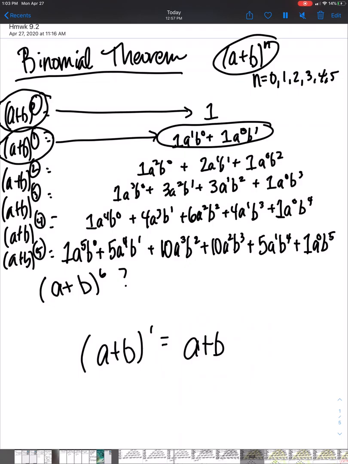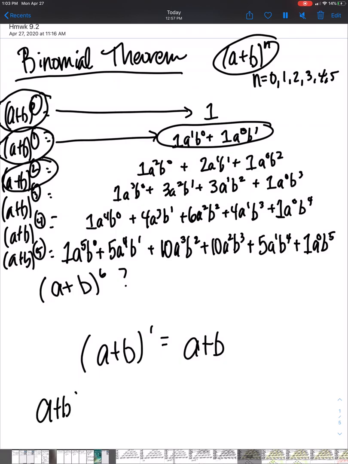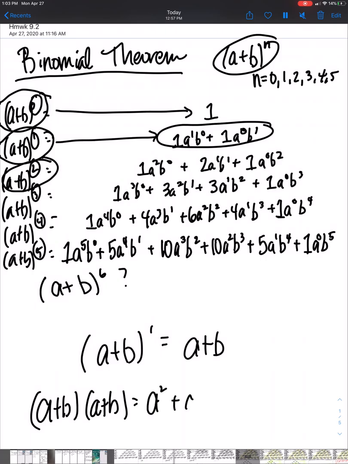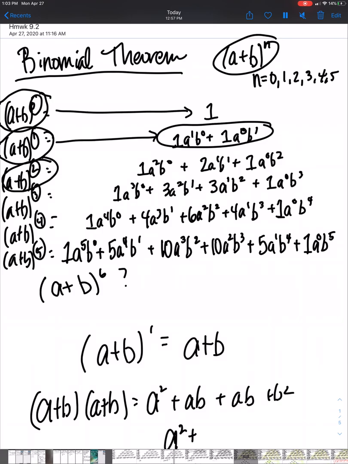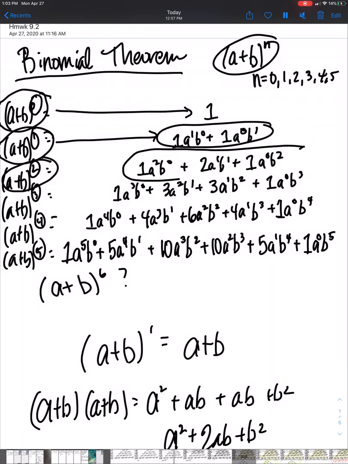It's just a more formal way to write it, because we need to see the patterns here. Then I have a plus b squared. You know how to do that: a plus b times a plus b, a squared plus ab plus ab plus b squared. So we get a squared plus 2ab plus b squared. That's what I have there: 1 a squared b to the 0, so that's just a squared, plus 2 a to the 1 b to the 1, which is just 2ab, plus 1 a to the 0 b squared, which is just b squared.